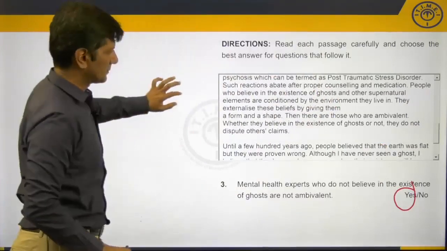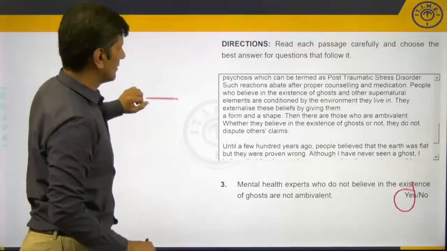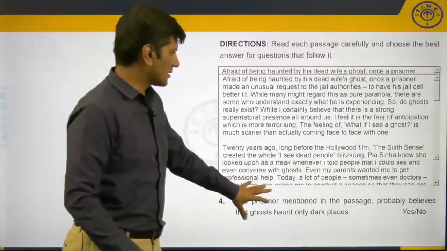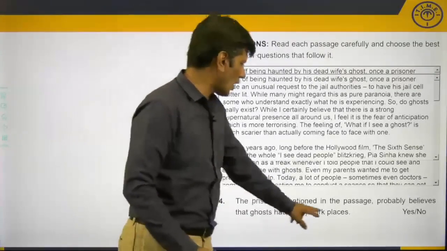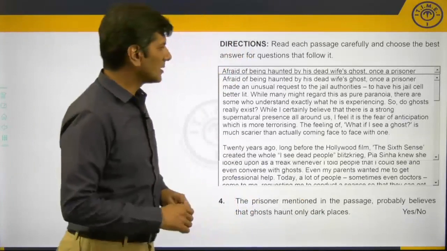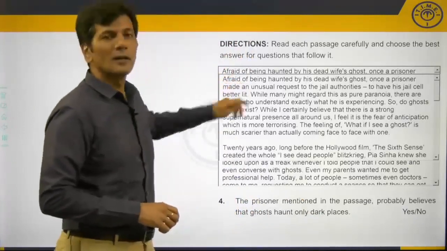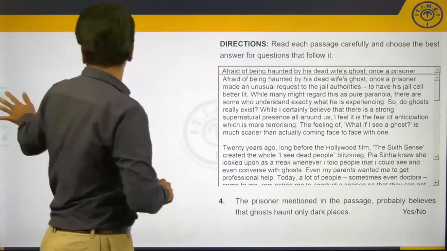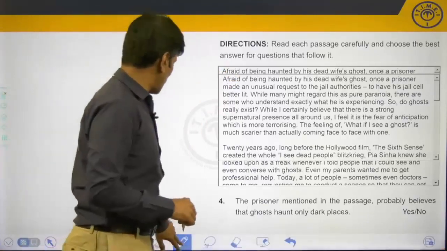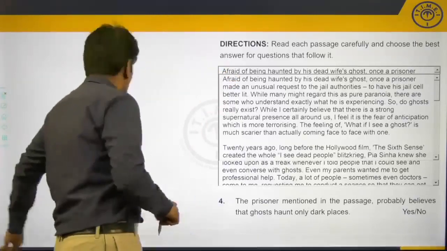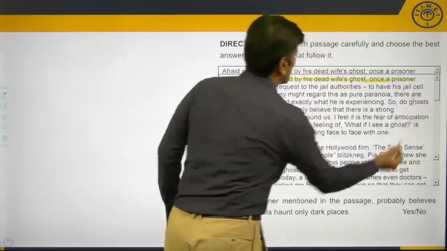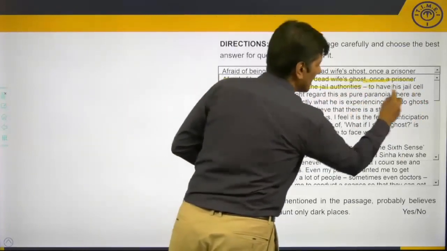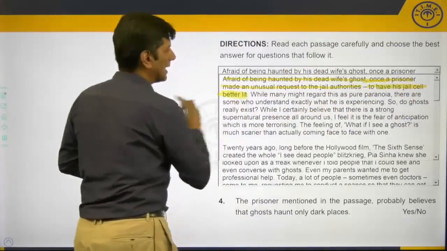Then the next question. Question number 4 on your screen. The prisoner mentioned in the passage probably believes that ghosts haunt only dark places. Now, the prisoner in the passage is in the first paragraph, the beginning of your passage. Let's see what that says. This particular part says that, afraid of being haunted by his dead wife's ghost, once a prisoner made an unusual request to the jail authorities. What was that? To have his jail cell better lit.